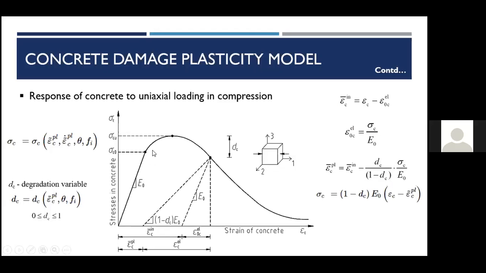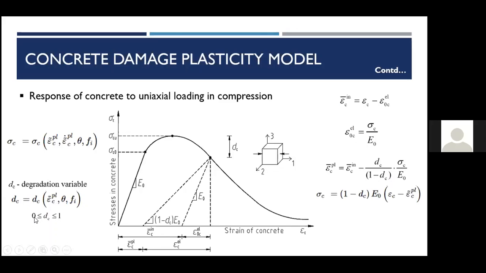In the plastic regime, the response is typically characterized by stress hardening, followed by strain softening beyond the ultimate stress, sigma c. It is assumed that the uniaxial stress-strain curve can be converted into a stress versus plastic strain curve. This conversion is done automatically by ABAQUS using this equation: epsilon c plastic is equal to epsilon c inelastic minus dc by (1 minus dc) into sigma c by E0, where dc is the degradation variable or damage parameter, which is a function of plastic strain, temperature, and other field variables.